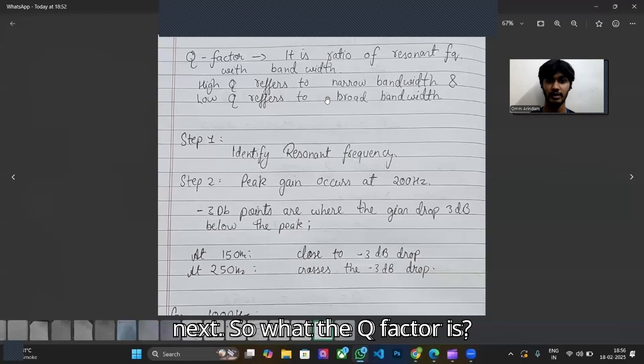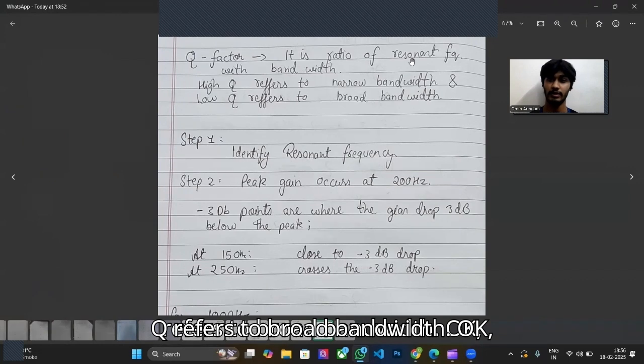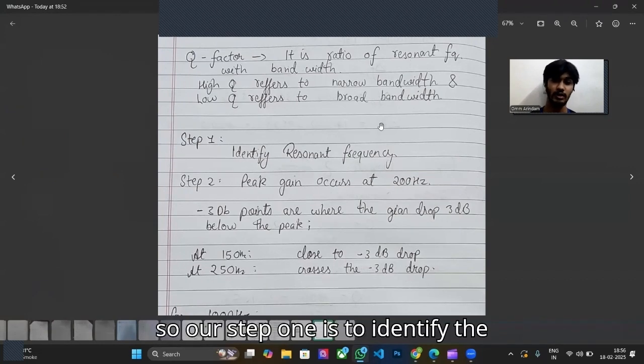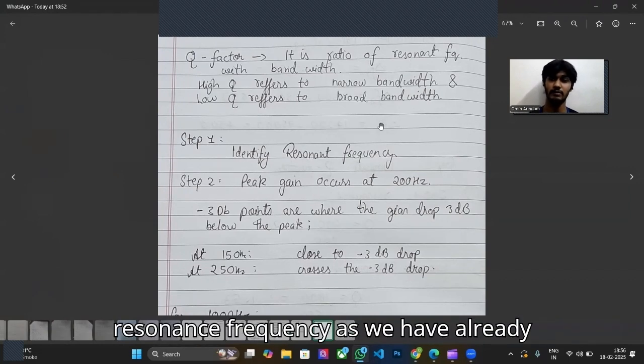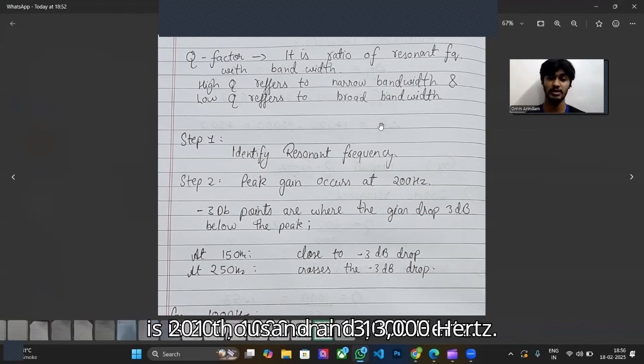The Q factor is the ratio of the resonant frequency to the bandwidth. High Q refers to narrow bandwidth, and low Q refers to broad bandwidth. Okay, so our step one is to identify the resonant frequency, and we have already identified our resonant frequencies, which are 200, 1000, and 13,000 hertz.